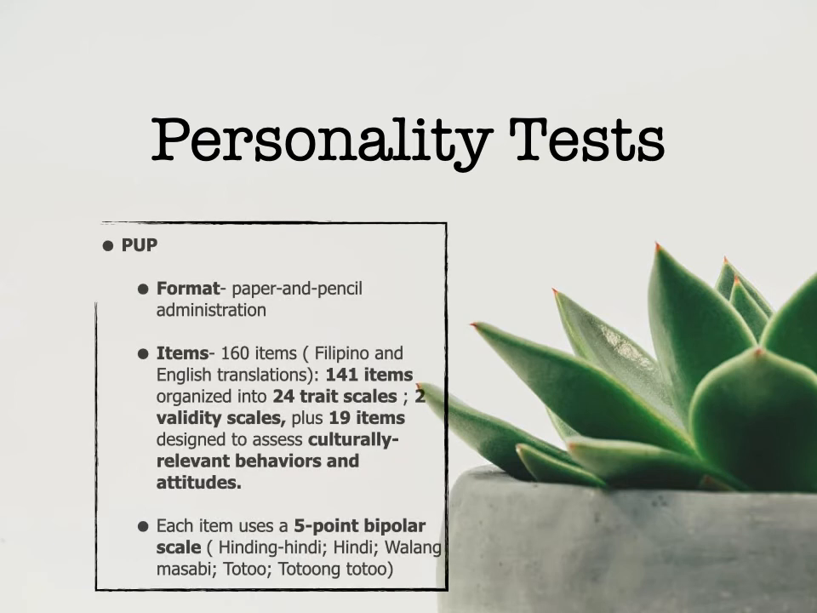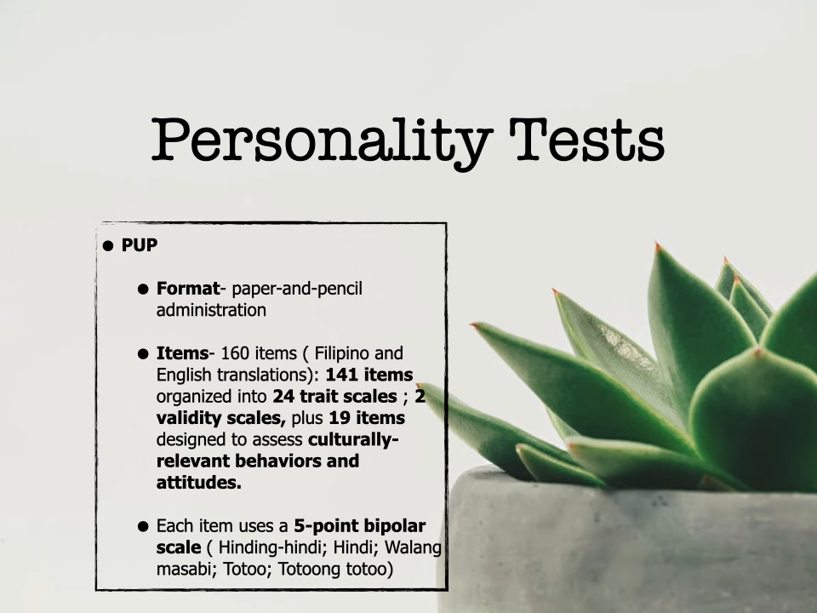So PUP is a paper and pencil administration, and this is a 160 item test. It has both Filipino and English translations. There are 141 items organized into the 24 trait scales or the main scales. There are also two validity scales, similar to the MMPI, plus 19 items designed to assess culturally relevant behaviors and attitudes. So we will discuss further these three major scales.